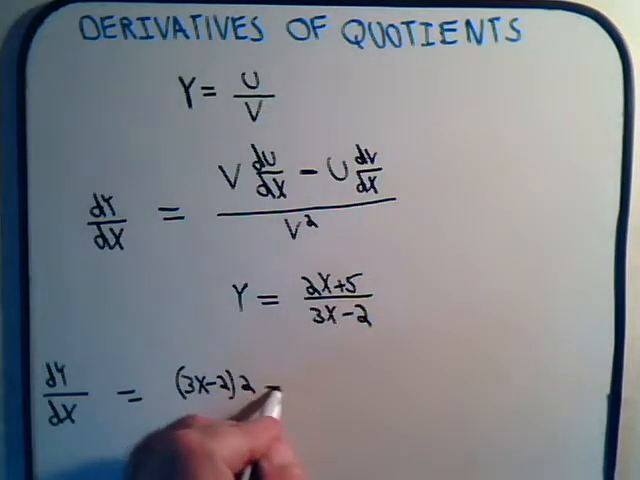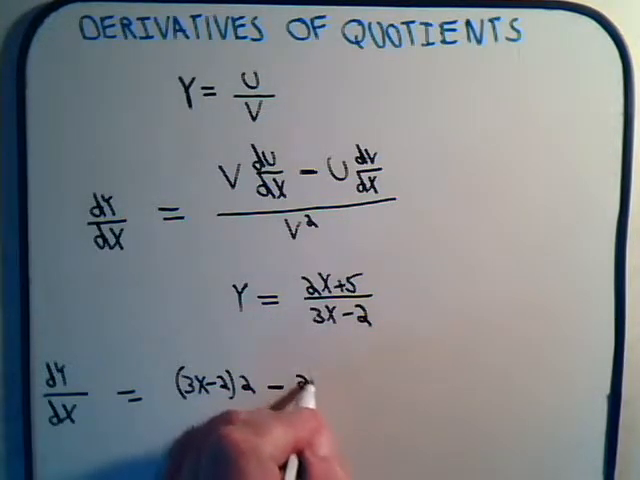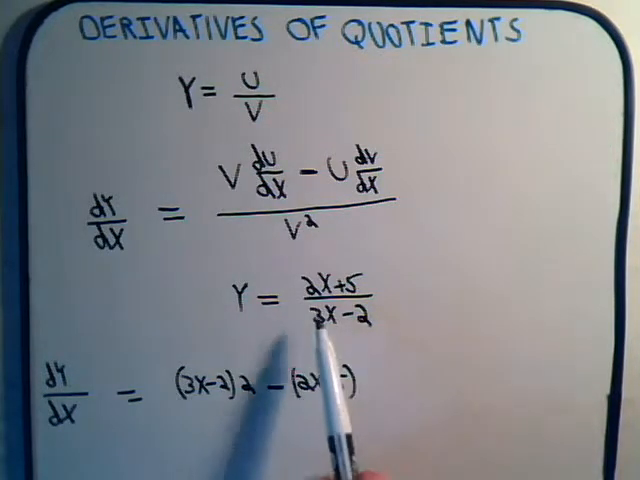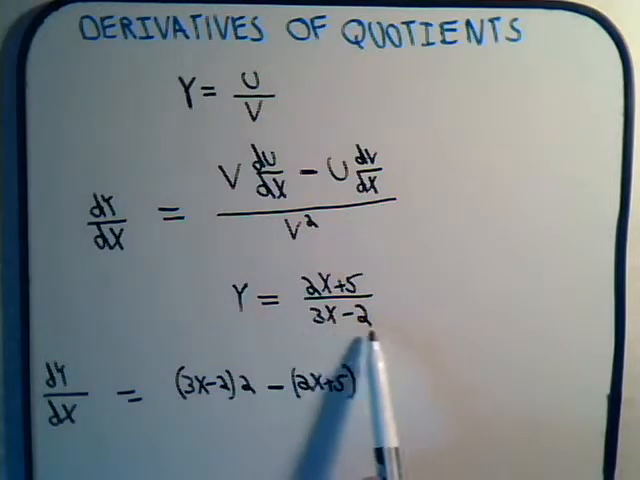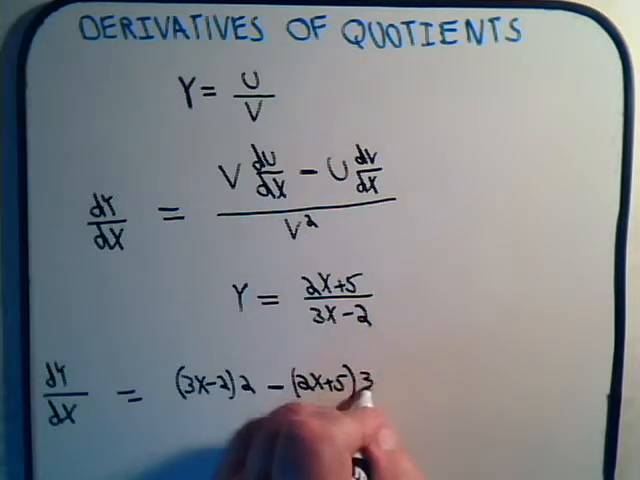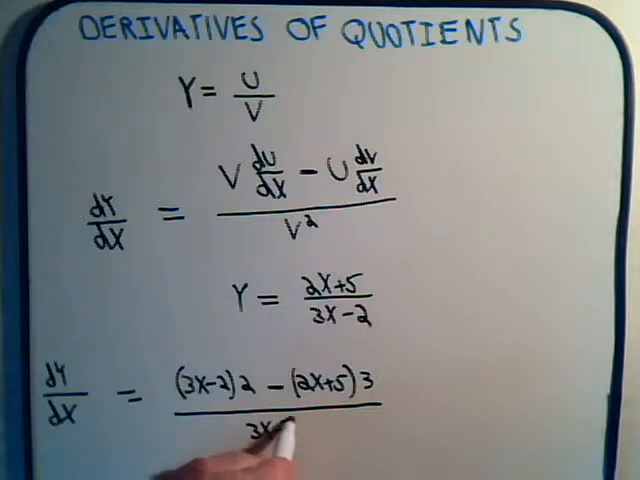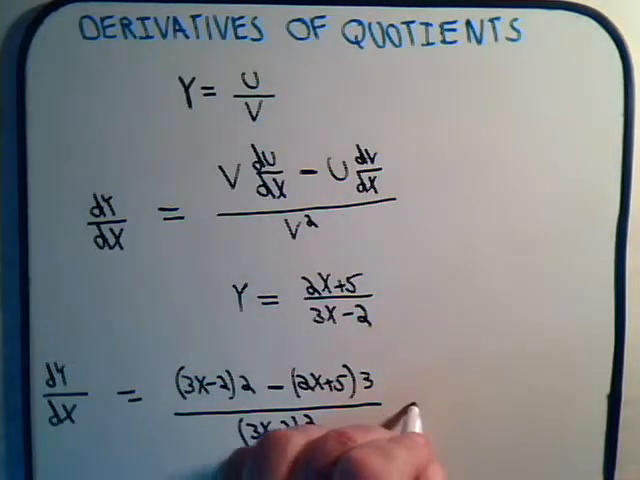Then we have minus this function times the derivative of this one, and that's just going to be 3. Then everything is divided by this expression here squared. Okay, and at this point the calculus is finished. Now let's see, we might have to do a little bit of algebra here.